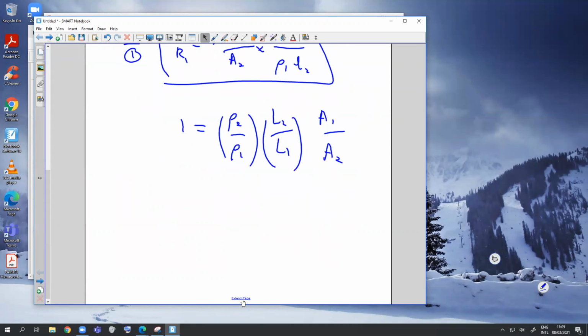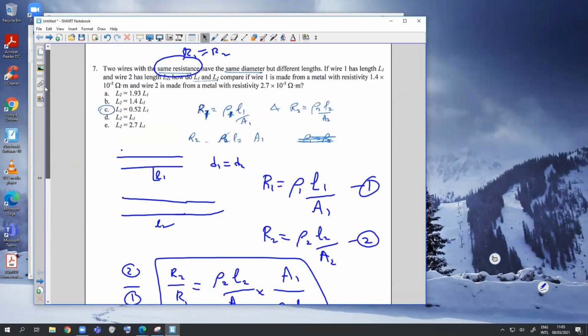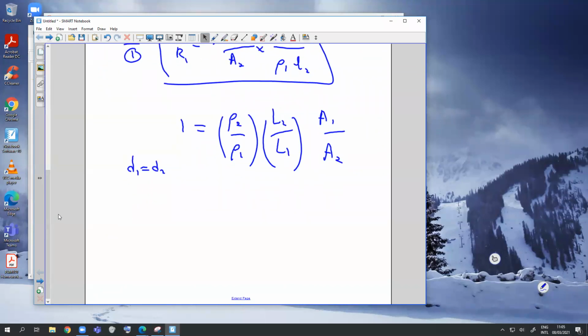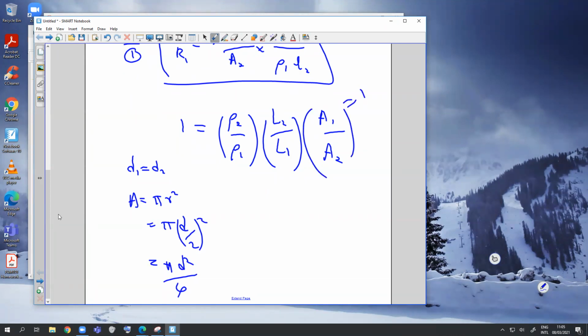Okay. Now, area is not given, the comparison between the area. What is given is the diameter. The diameter is the same. If the diameter is the same, cross-sectional area is also the same, because area is given by pi r squared. That means pi (d over 2) squared. That means pi d squared over 4. If d is the same, that means A1 is equal to A2. This is also 1. Okay. So now you have 1 equals rho 2 over rho 1 multiplied by L2 over L1. So L2 over L1 is equal to rho 1 over rho 2. Substitute for rho 1 and rho 2, you get the answer.